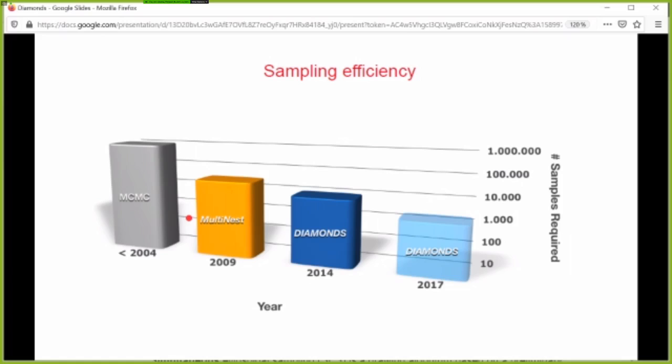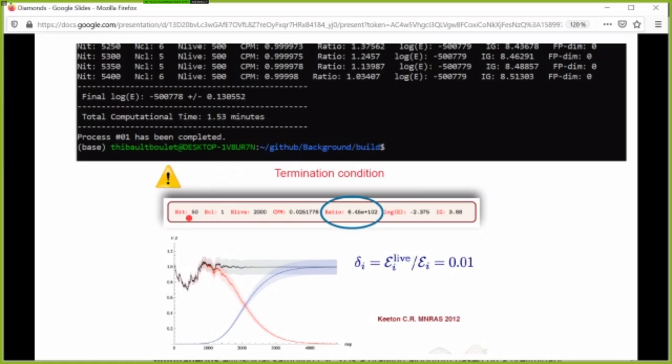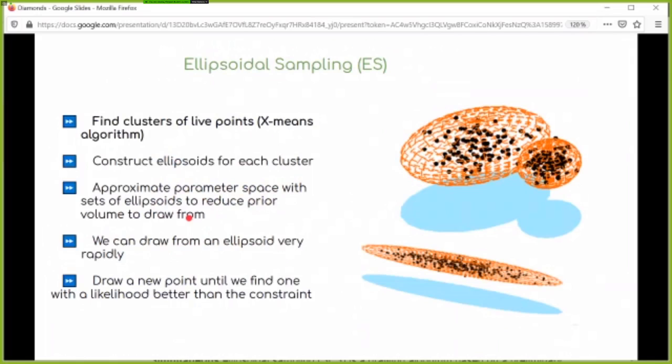Well, it's better because, on the contrary to a Markov chain, you do not go through your parameter space with a lot of lines in parallel, which requires a lot of computational power. You use clustering, and based on this clustering, you use ellipsoids, and it's a faster and more efficient way to sample your parameter space.